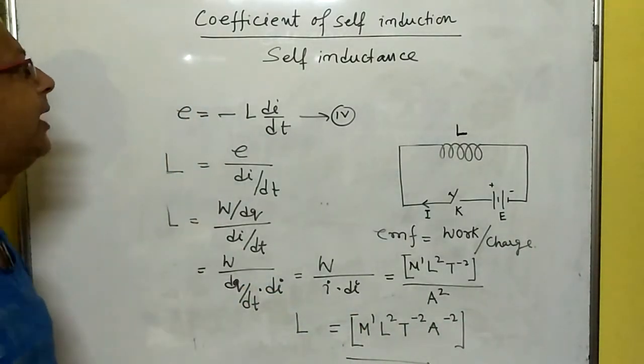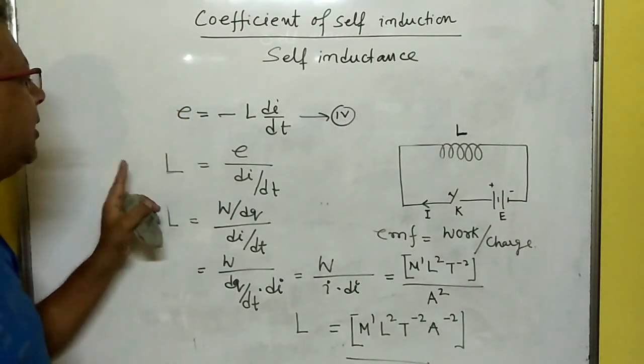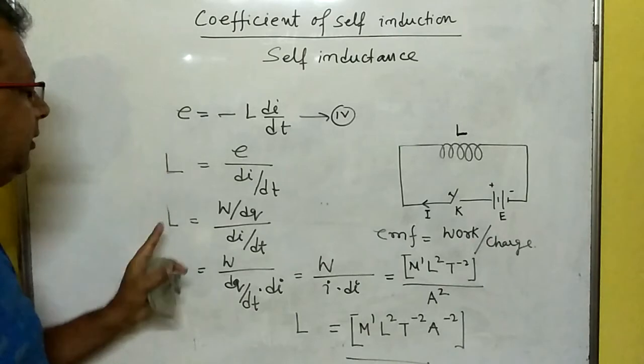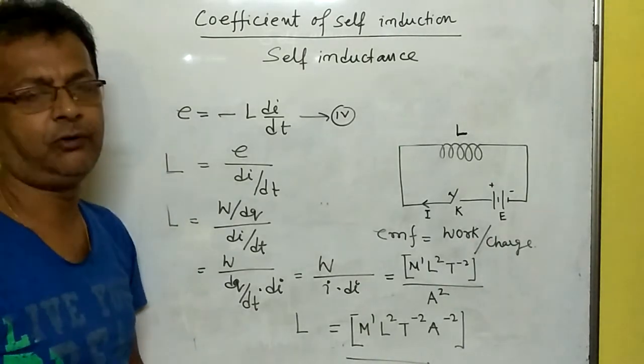So that's all. We have defined the coefficient of self-induction, then we have found out the units of L, and lastly we have written the dimension of L. Thank you.